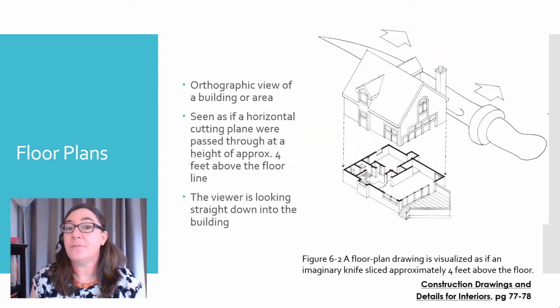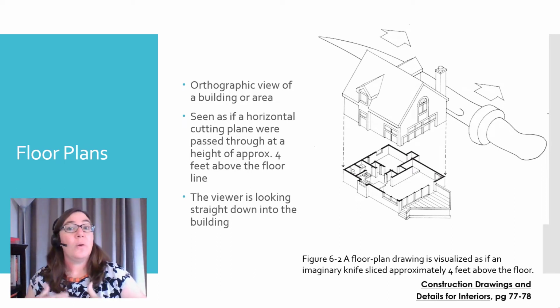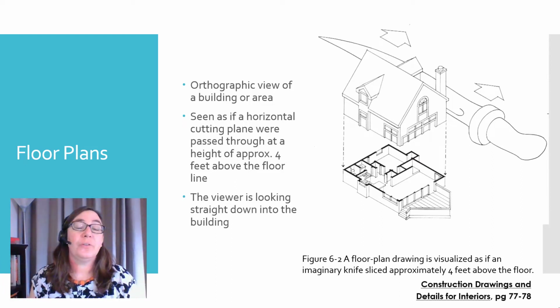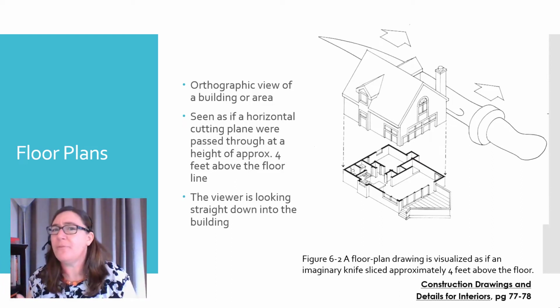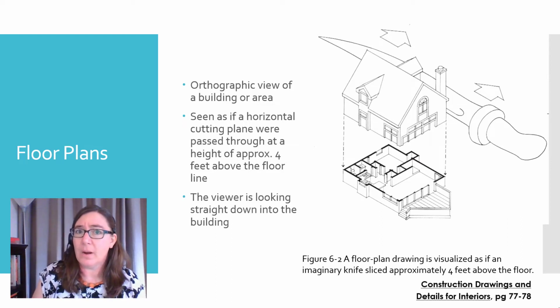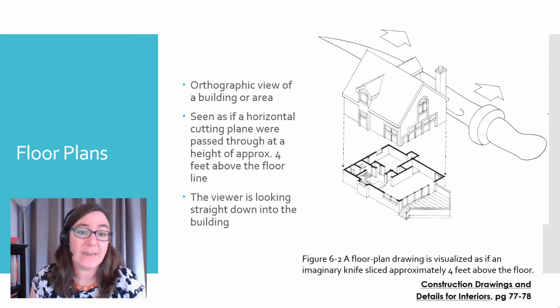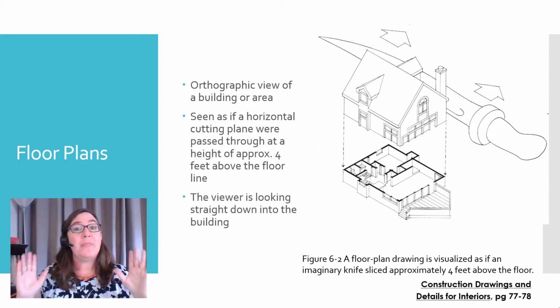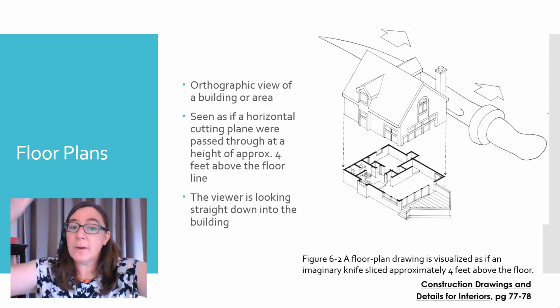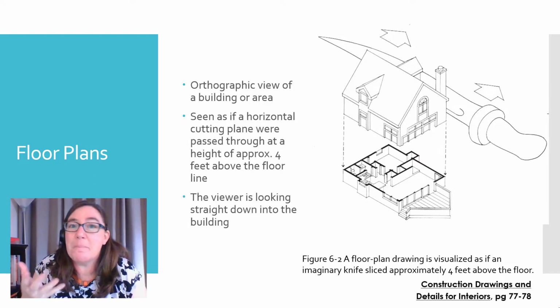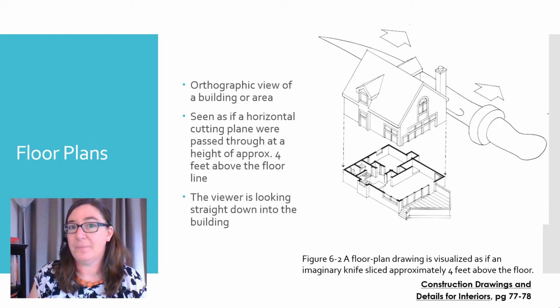What exactly is a floor plan? It is an orthographic view, all right? And what we're doing is imagining a horizontal cutting plane passed through a building at a height of about 4 feet off the floor. All right, we use that height because it goes through most doors and windows. It's a convenient height. All right, and then we imagine that a viewer is looking straight down into that cut off bottom half of a building.